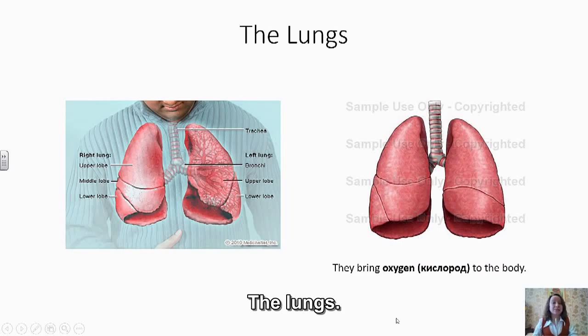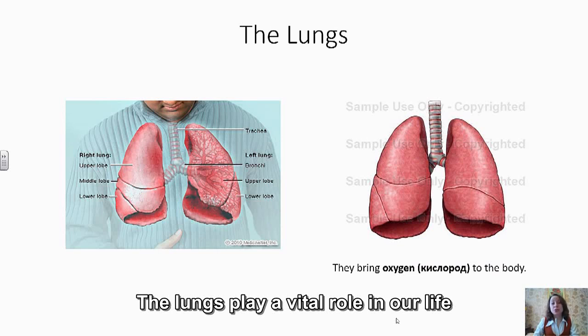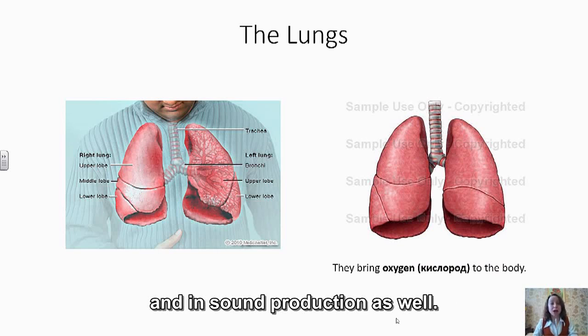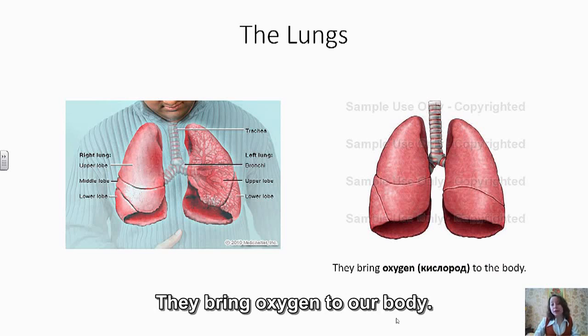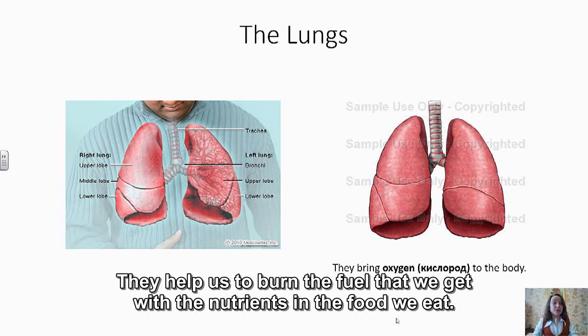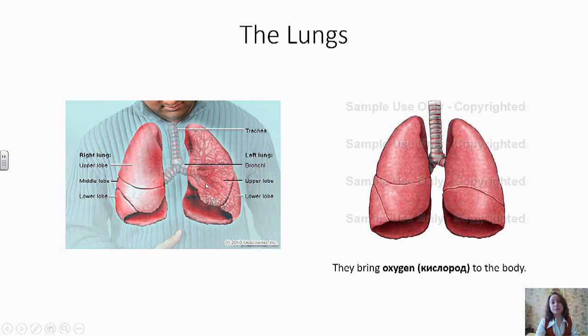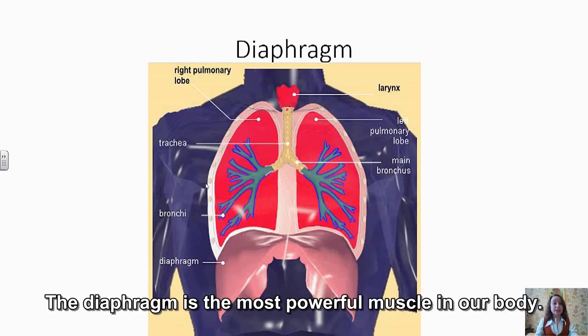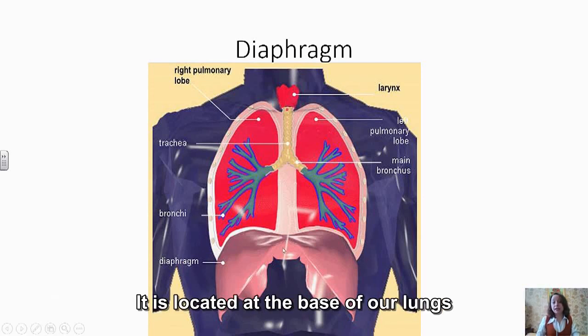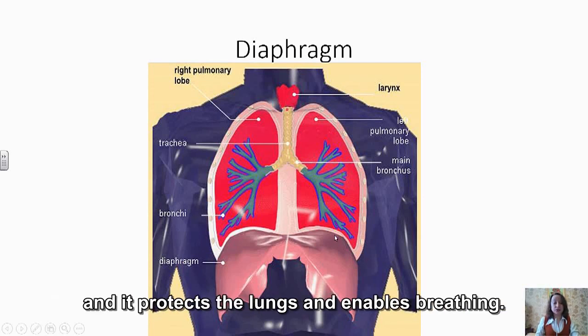The lungs. The lungs play a vital role in our life and in sound production as well. They bring oxygen to our body. They help us to burn the fuel that we get with the nutrients in the food we eat. They are subdivided into the right lung and the left lung. The diaphragm. The diaphragm is the most powerful muscle in our body. It is located at the base of our lungs, and it protects the lungs and enables breathing.